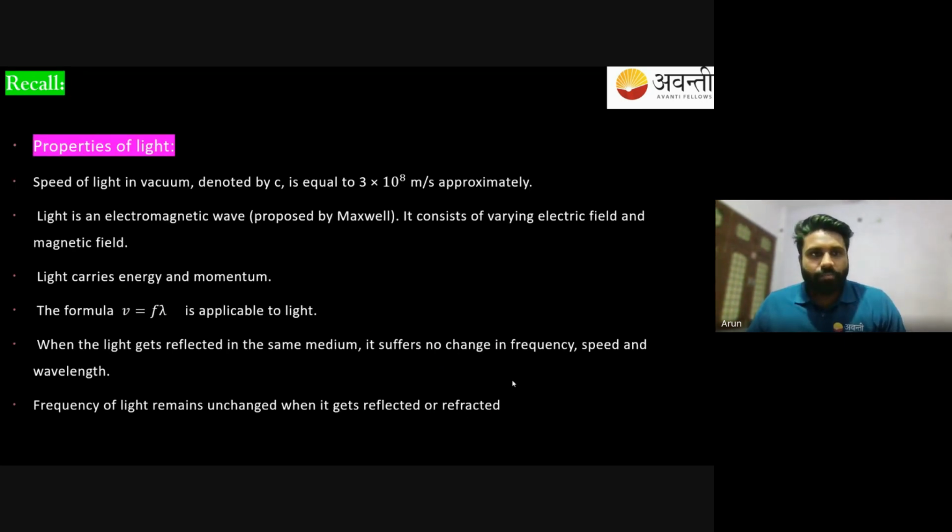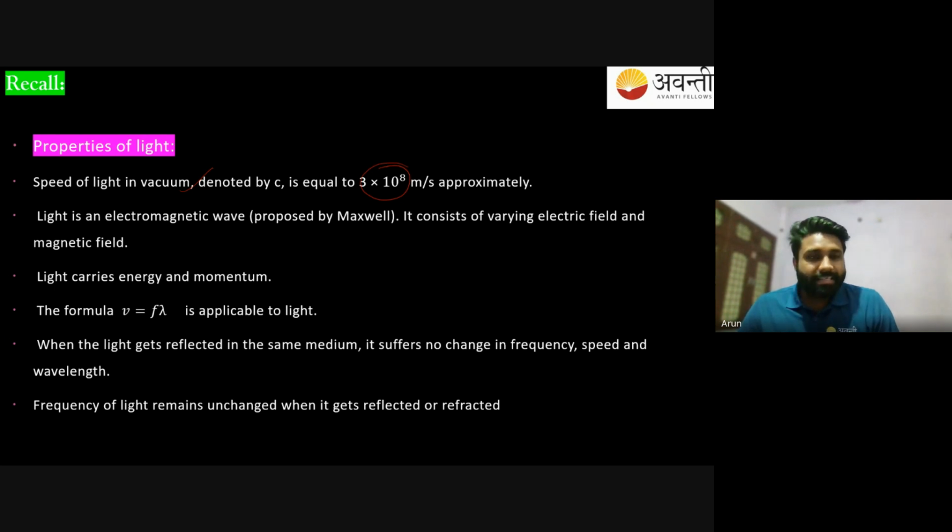We have done with properties of light. A few important properties that I would point out here: the speed of light in vacuum is 3 into 10 raised to the power 8 meter per second. The speed of light depends on the medium. If you change the medium, the speed of light will change.